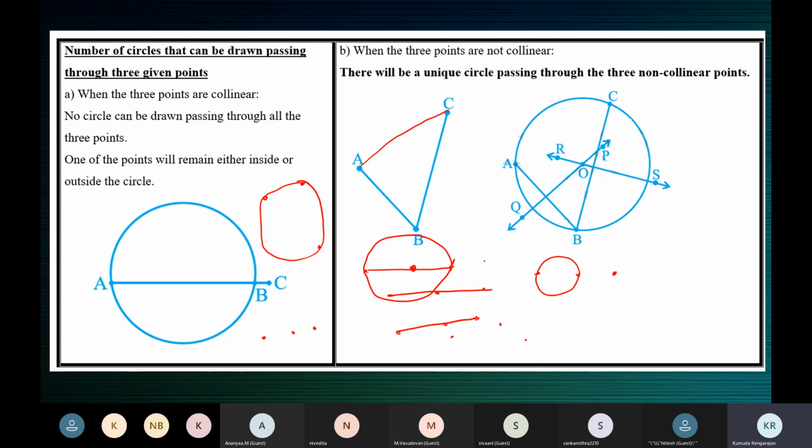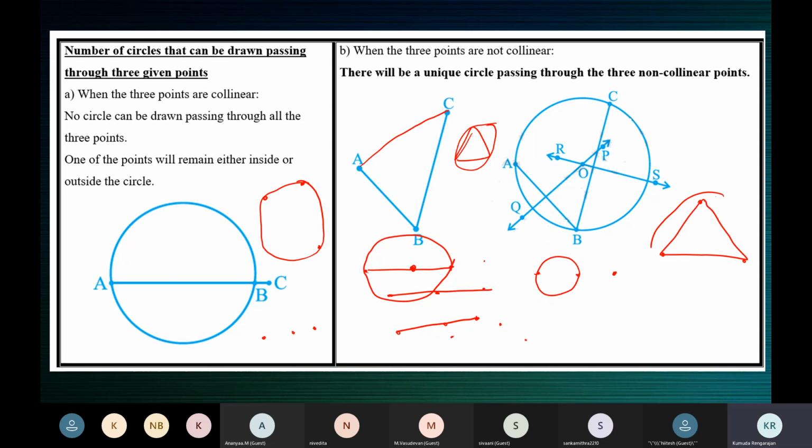When the 3 points are not collinear, you can join them to form a triangle. And we know what a circumcircle is. A circumcircle is a circle drawn passing through the 3 vertices of a triangle. If you try to draw another circle passing through these 3 points, it will be the same circle. You cannot draw a different circle passing through these 3 points.